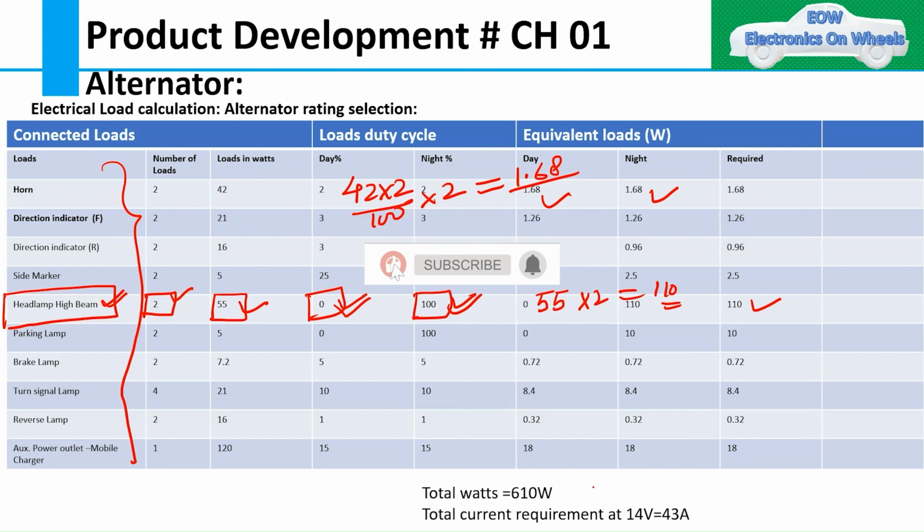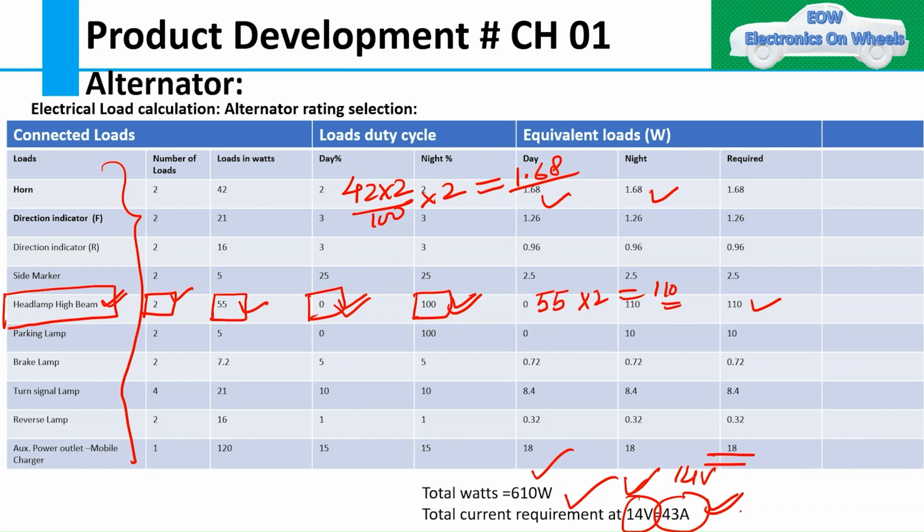So one example I am taking, suppose total watt required is 610 watt, right? Total current requirement at 14 volt, 14 volt is nothing but our alternator output, right? So this would be 43 amps. Then we will multiply all other factors and see how the alternator rating will come. This 43 is not the alternator rating. I have just told you about the electrical vehicle loads calculation.